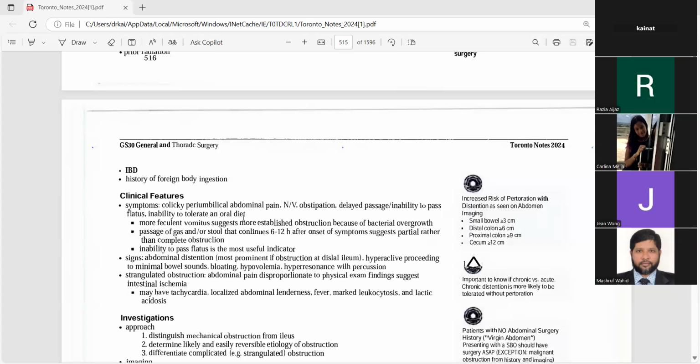But in the exam, they like to make it tricky. So more frequent vomiting is one of the important things, especially in small bowel obstruction. Passage of gas or stool stopping, or onset of the symptoms basically starting from 6 to 12 hours ago. Inability to pass flatus is the most useful indicator. So they will say these things in the scenario. If they are asking you to write on the diagnosis of small bowel obstruction, they will 100% say that there is no pass of flatus in their scenario.